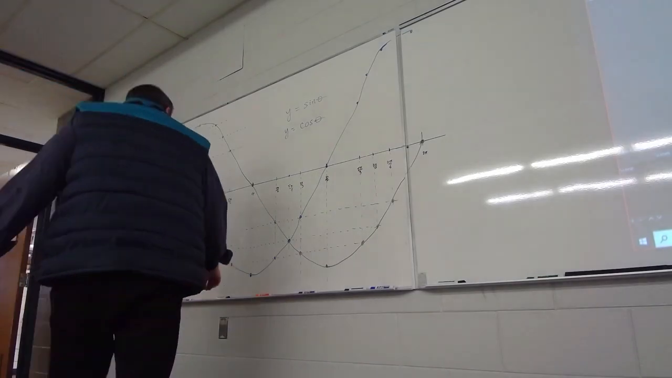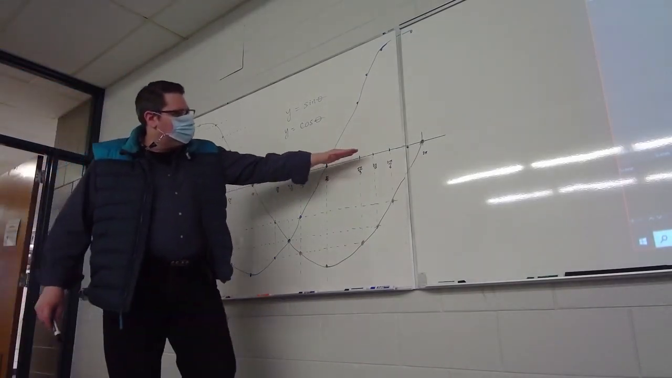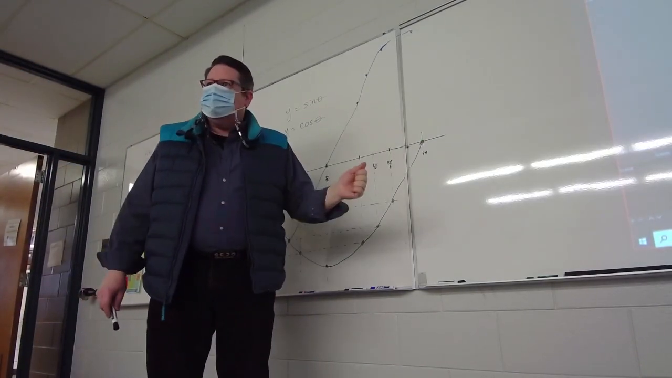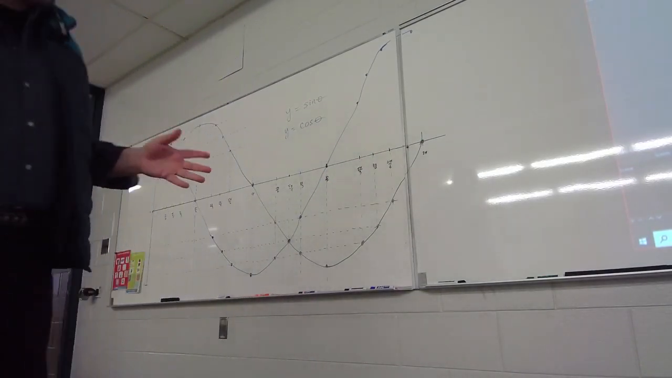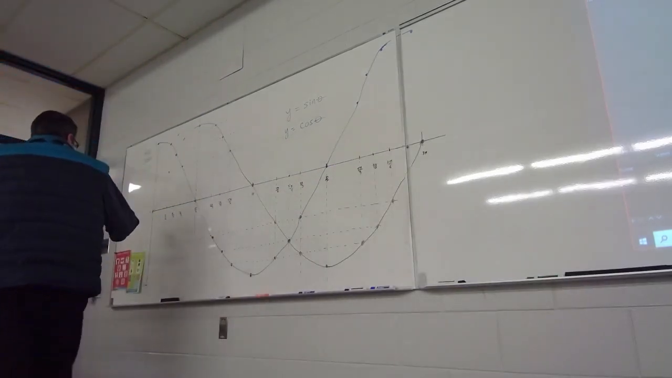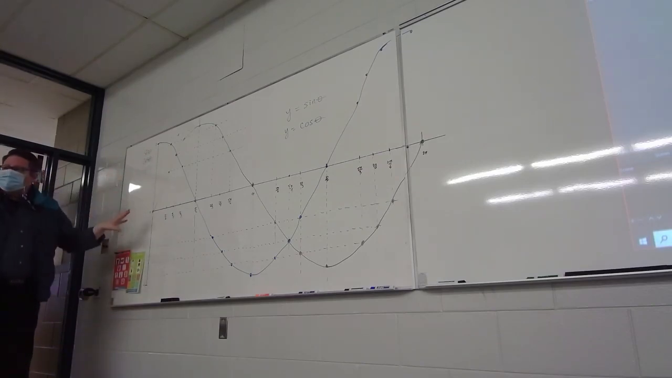But this x-axis is theta. It's not cosine theta like it is on the unit circle. In fact, the unit circle would be over here if you wanted it to be over here. One of the animations I told you to watch for homework, we'll watch it together in a minute, actually has the sine curve and the unit circle.